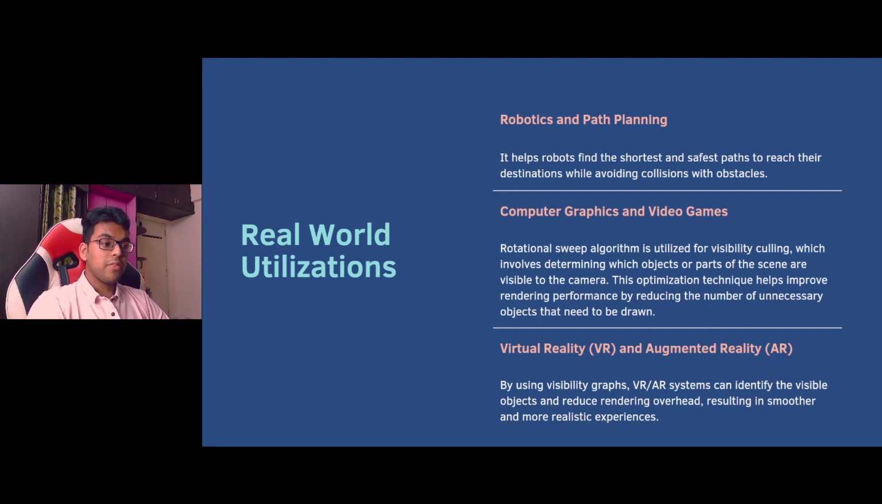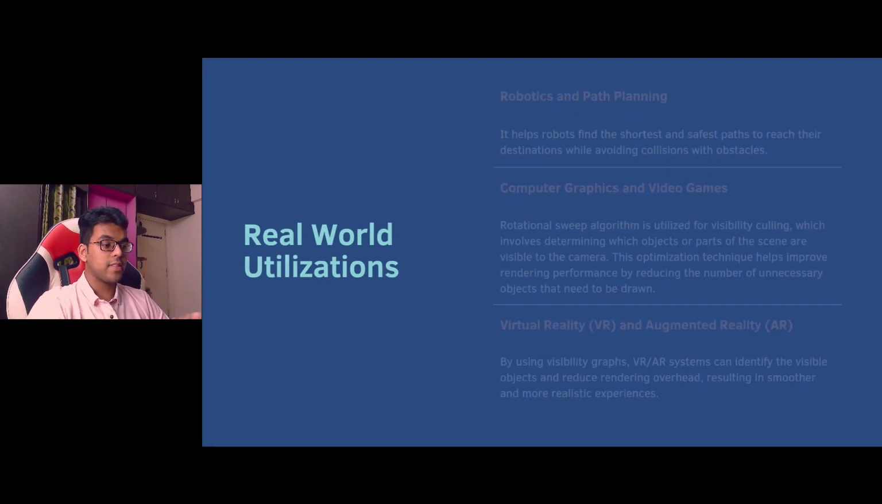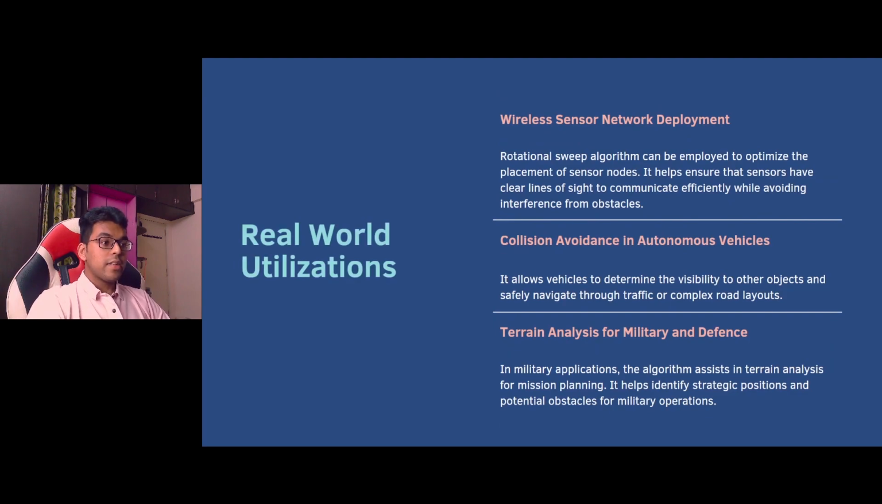It is also heavily used in VR and AR technologies to reduce rendering overhead and result in smoother and more realistic experiences. It is also used in wireless sensor network deployment to optimize the placement of sensor nodes. It ensures that the sensors have clear lines of sight, thereby helping in efficient communication.